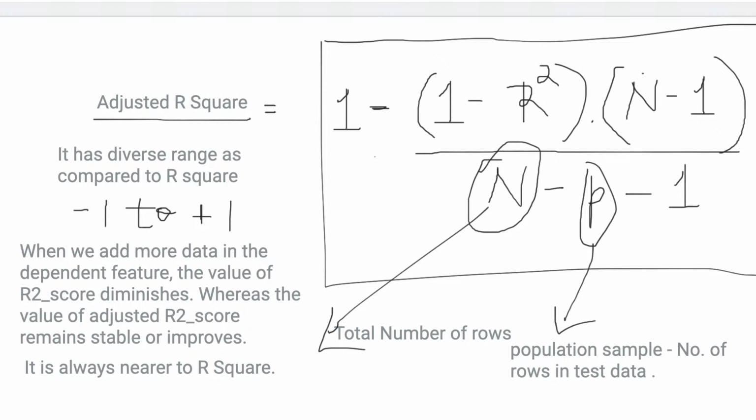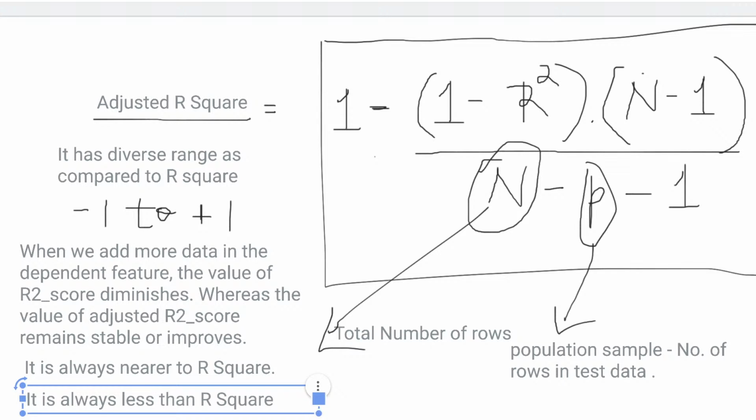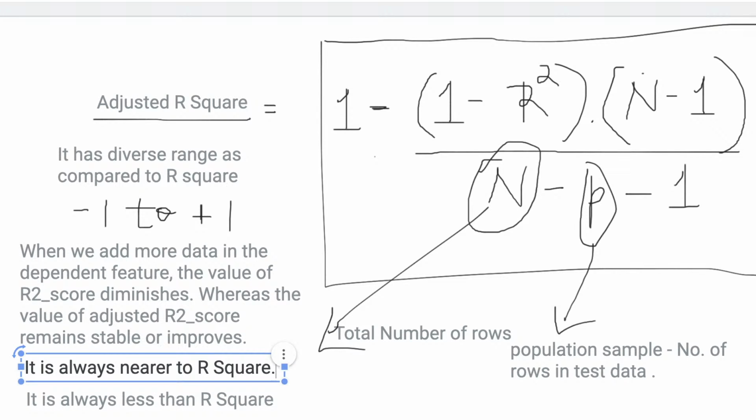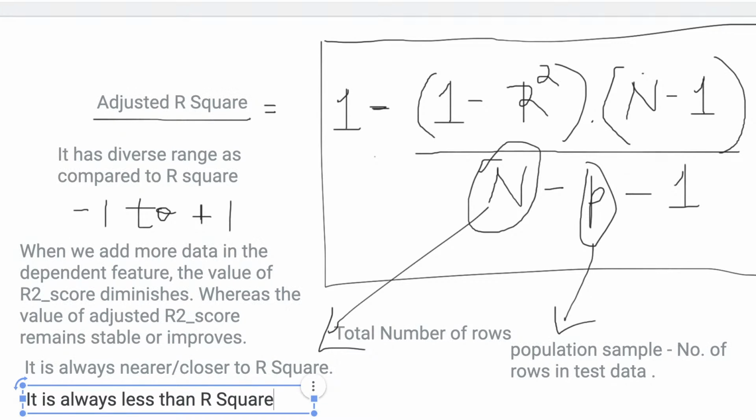The fourth property is that adjusted R square is always less than R square. It is always nearer or closer to R square, but it is always less than R square. It will never be greater than R square. So this is what it is.